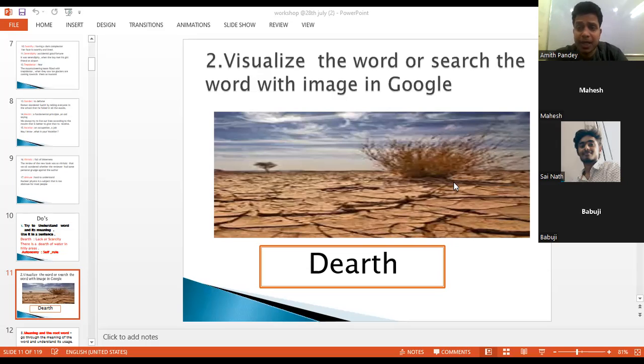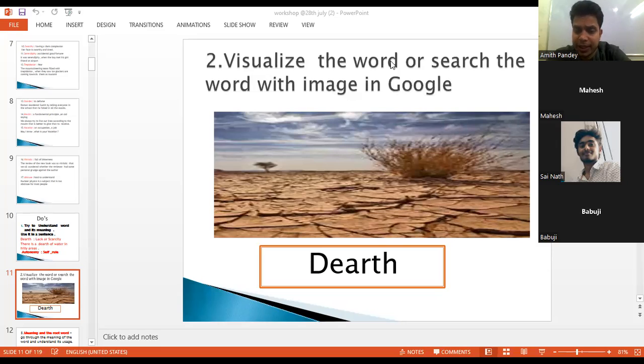And you know why I'm asking you to go through the pictures? Because we can remember and visualize things very easily instead of just going with the meaning. So if you could see this picture, you can easily remember what the meaning of dirt is. As you can see, there is no water at all, and due to that, you can remember it forever.